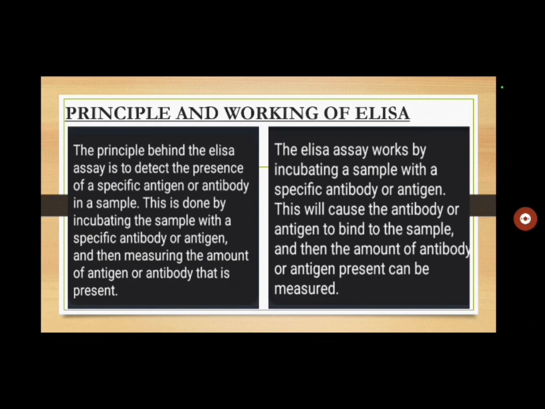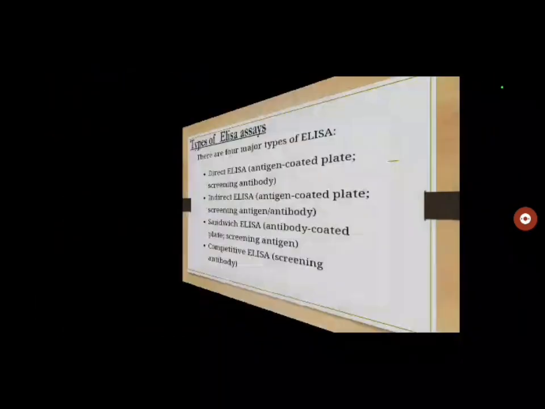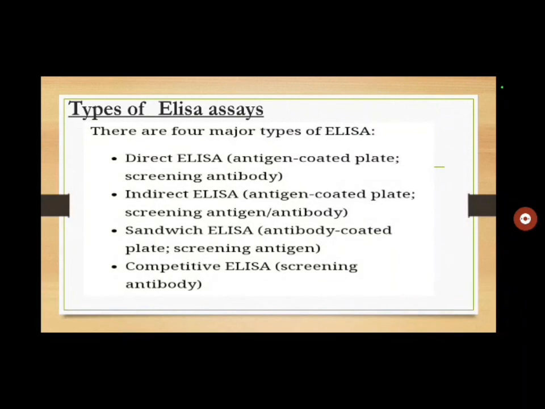Now the working of ELISA. The ELISA assay works by incubating a sample with a specific antibody or antigen. This will cause the antibody or antigen to bind to the sample and then the amount of antibody or antigen present can be measured. Now types of ELISA assays.